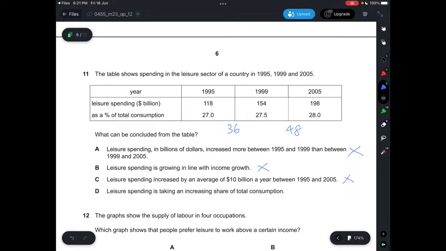D says leisure spending is taking an increasing share of total consumption, which is correct because as you can see, in 1995 it's 27%, in 1999 it's 27.5%, and in 2005 it's 28%. So indeed, leisure spending is taking an increasing share of total consumption because the percentage of total consumption has increased. So answer is D.